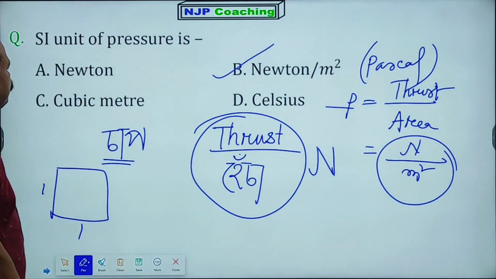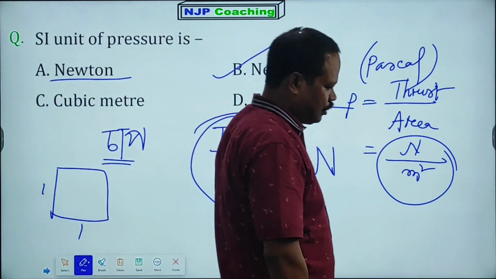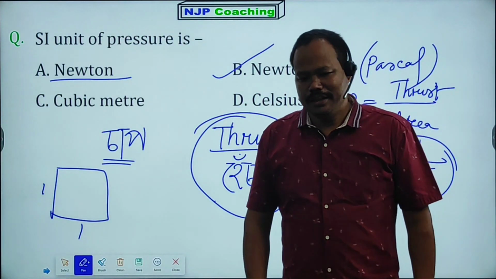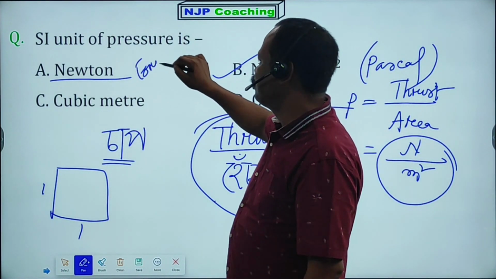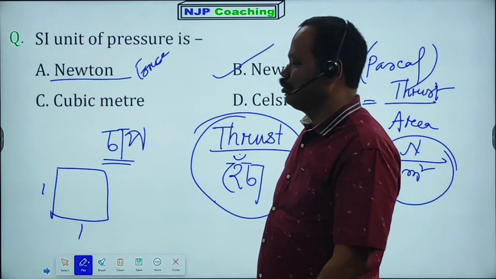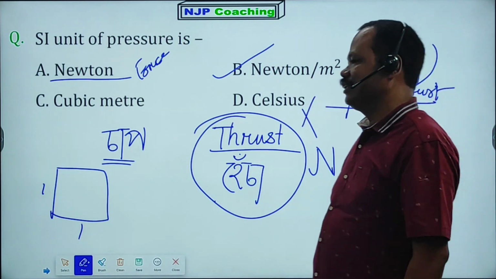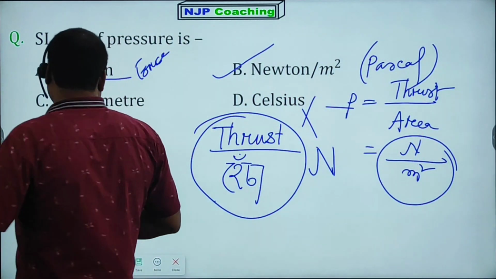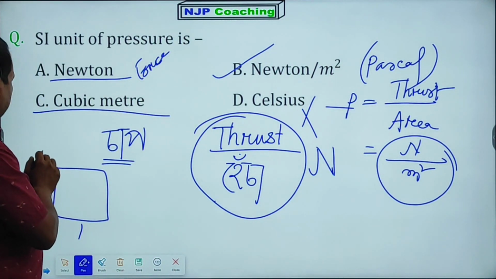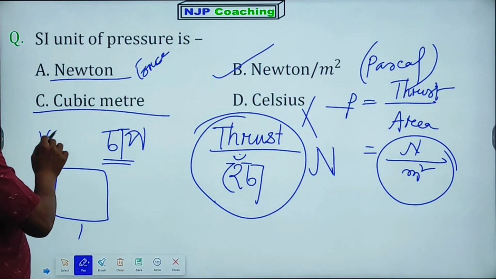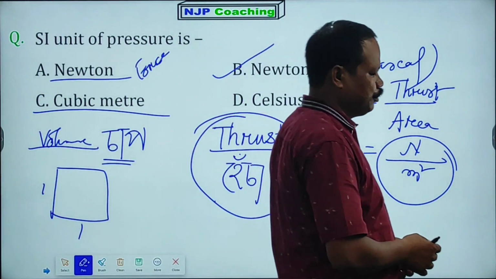So, just observe these other units. What is the physical quantity in which the SI unit is Newton? This is force. SI unit of force is Newton. Celsius, no, this is not an SI unit actually. This is a unit of temperature. And last, cubic meter. This is a unit of volume. SI unit of volume is cubic meter.